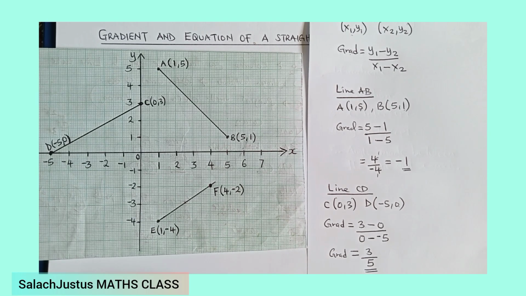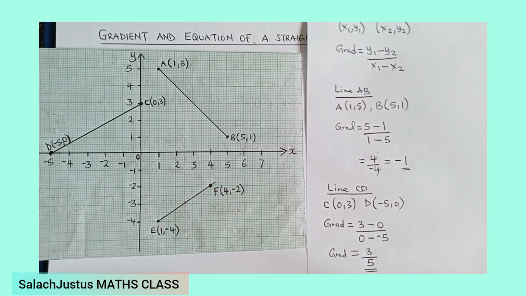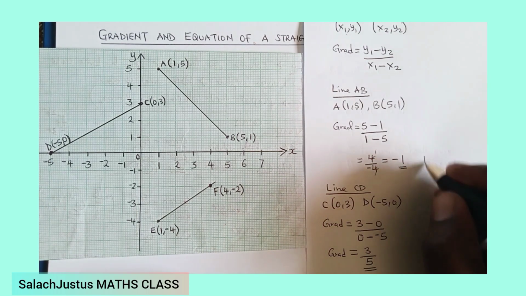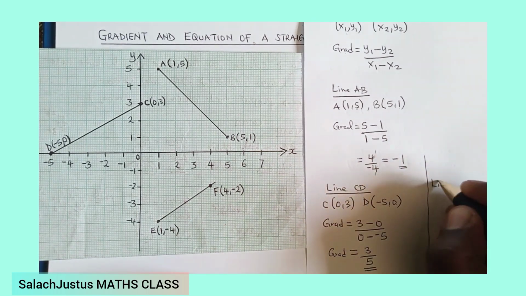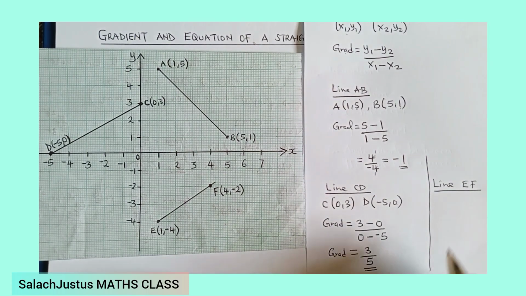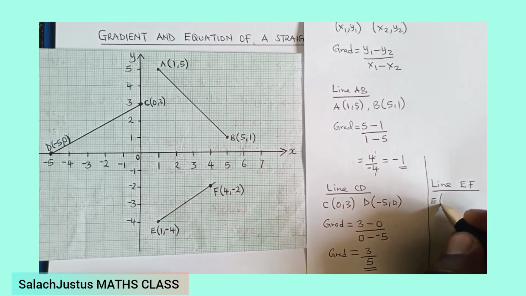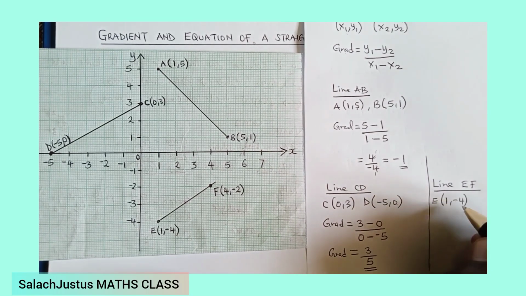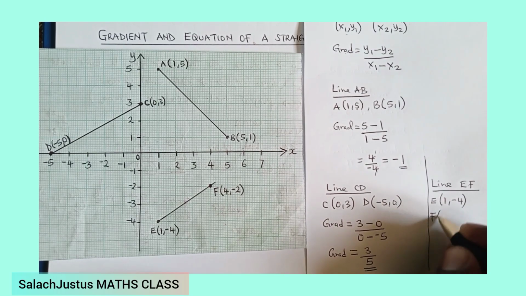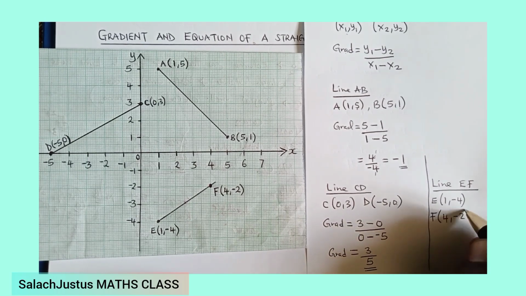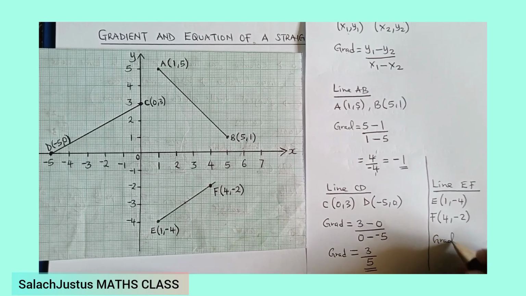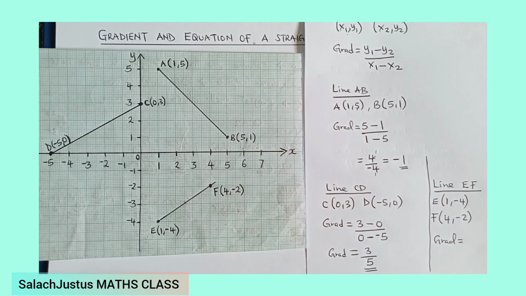Can you find the gradient of EF? Let's consider line EF. Line EF, what are the coordinates of point E? Point E is 1, negative 4. What are the coordinates of point F? Point F is 4, negative 2. And what is the gradient? Attempt that question. Calculate the value of the gradient of line EF and leave your answer in the comment section.